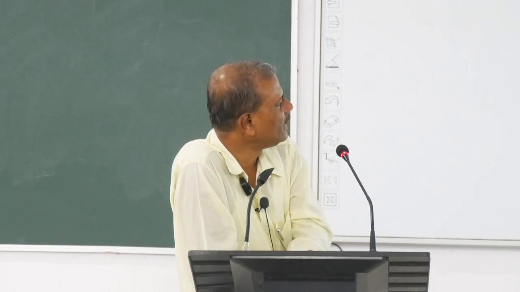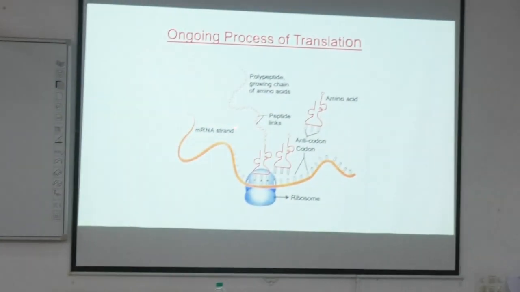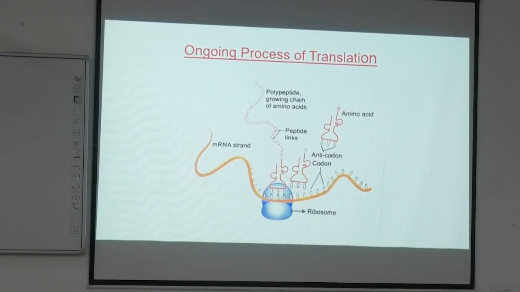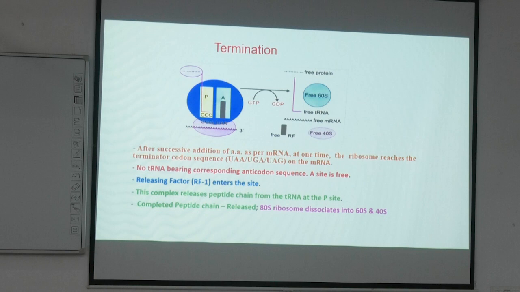So this is an ongoing process of translation, and the polypeptide will be steadily formed. A new amino acid will come. It will go on adding until a stop codon is reached. At one point of time, after successive additions, a stop codon will arrive, and it will not code for anything.